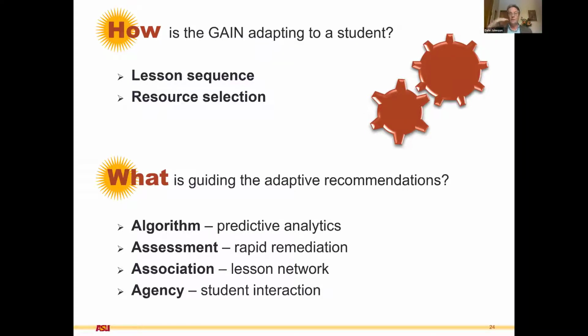If you get something wrong, you get more content. You can get a recommendation for additional videos, etc. Association, there's a network of knowledge that's built, and that network is a living thing. It's not a static entity. And agency, where the student feedback is captured continuously so that we can improve the recommendation. Is that video helpful? Yes or no? Is this reading useful? Yes or no? We want that loop, that agency loop, so students can influence the recommendations.